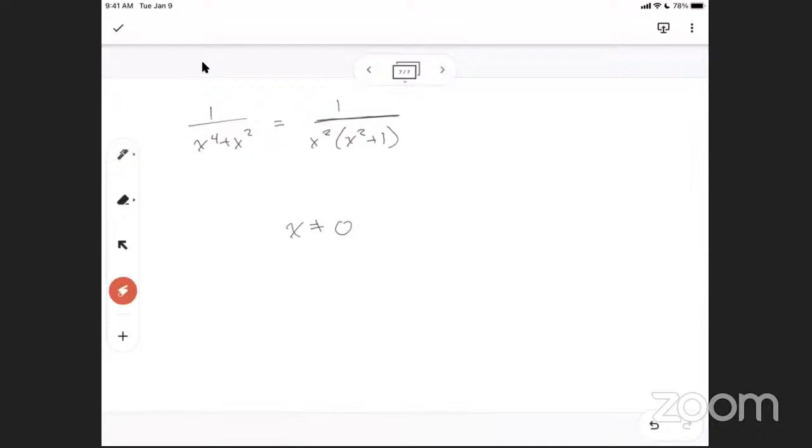How about this one? Is there anything I can plug in here that would make this whole thing 0? Well, if you put -1 in for x, what's -1 squared? 1. It's +1. So would that really cause a problem? It wouldn't cause a problem. So really the only excluded value is 0.